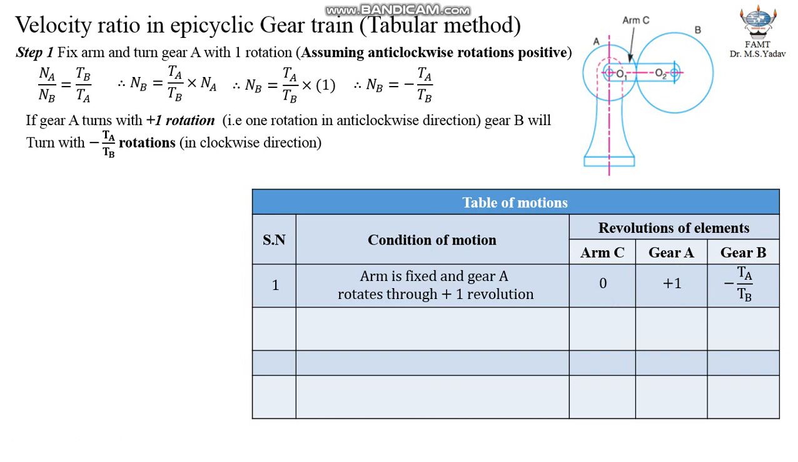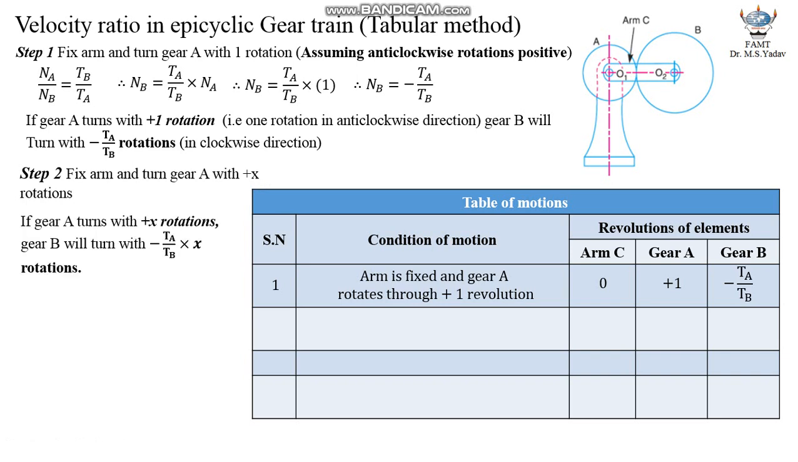Now let's go for the second step. We will be keeping arm fixed again and will be turning gear A with plus X rotation, that is X number of rotations in anti-clockwise direction. In this case, gear B will turn with minus TA upon TB into X number of rotations. Let's enter this in the second row of the table.